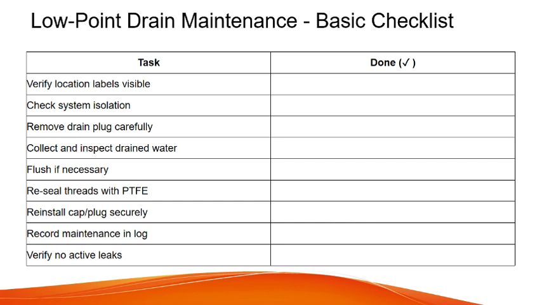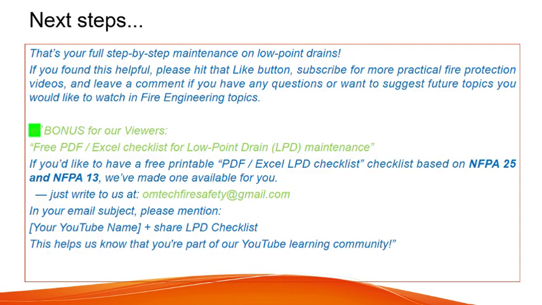Verify location labels visible. Check system is isolated. Remove drain plug carefully. Collect and inspect drain water. Flush if necessary. Reseal threads. Reinstall cap securely. Record maintenance in log. Verify no active leaks. That's the full step-by-step maintenance on low point drains.